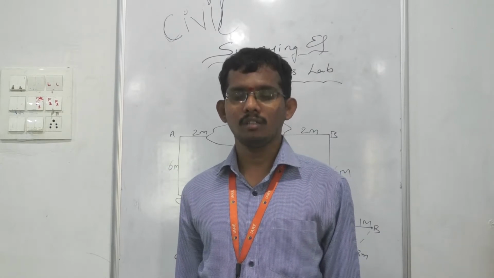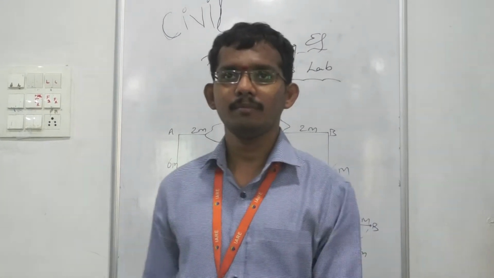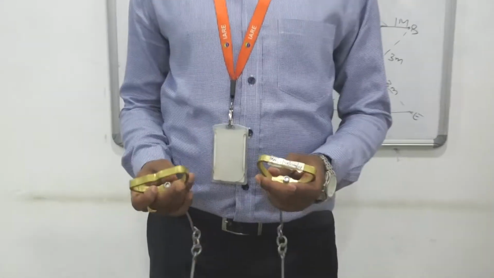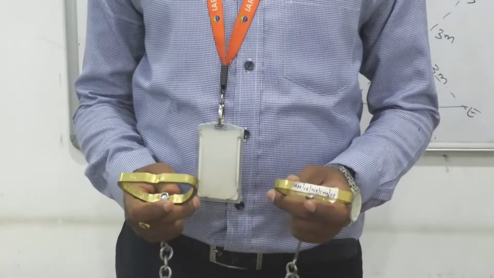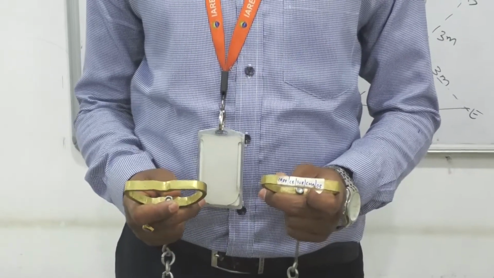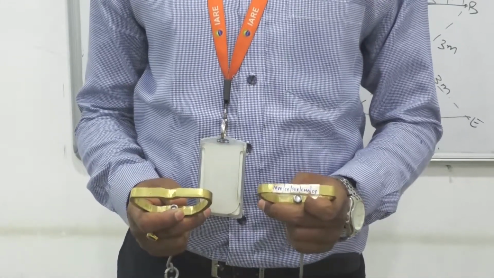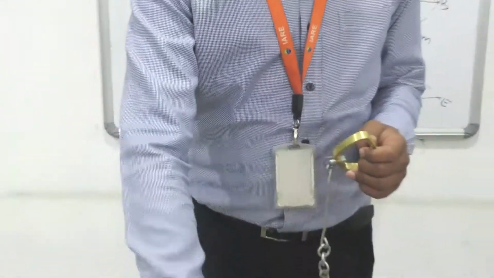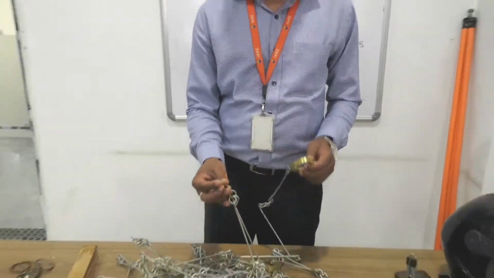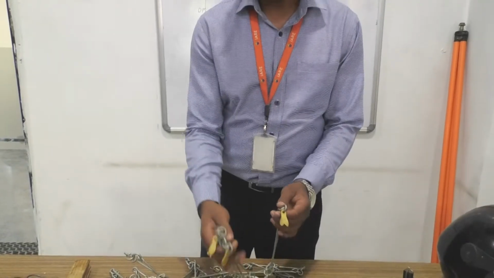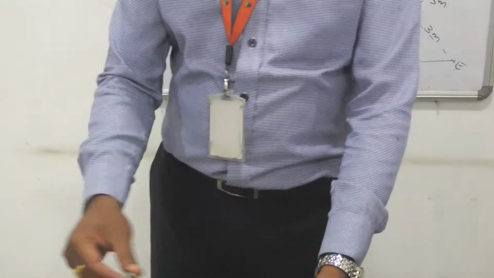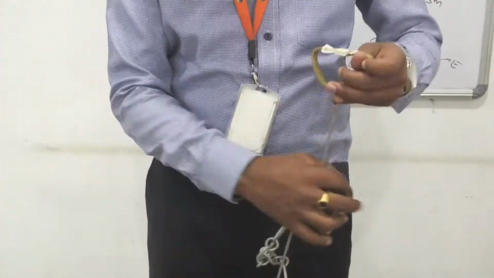And the apparatus are a measuring chain. We have measuring chains of 20 meter and 30 meter length. The 20 meter chain has 100 links, and the 30 meter chain has 150 links. And we have brass tallies at every 5 meter interval. This is the tally for 5 meter. This is the tally for 10 meter and 5 meter. And again we have a brass ring at every 1 meter interval.